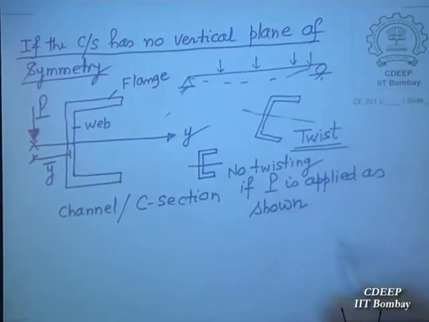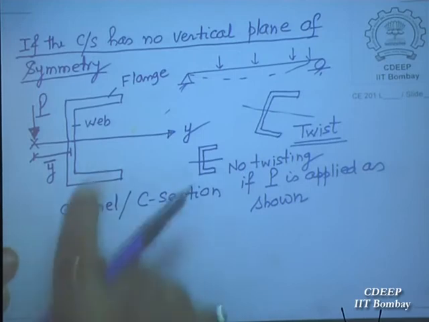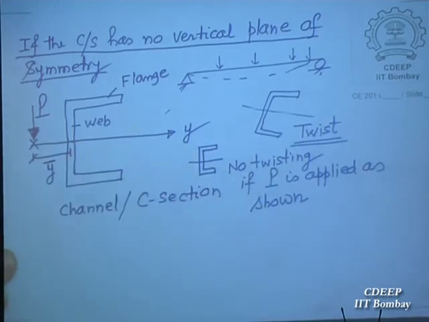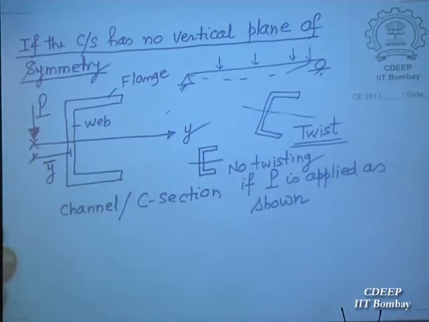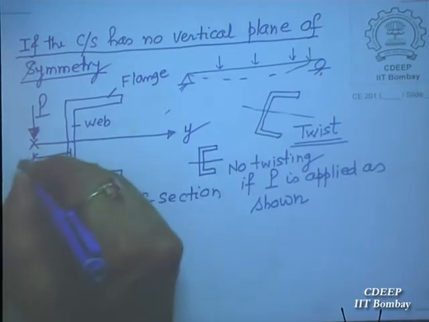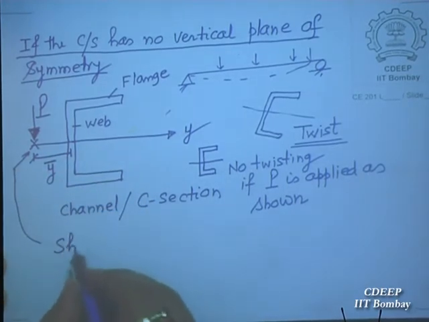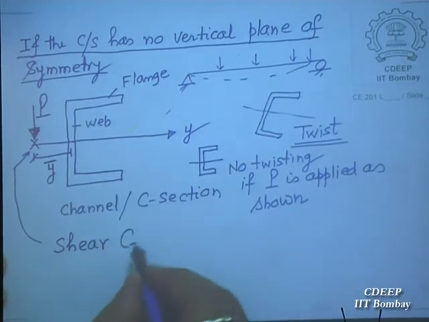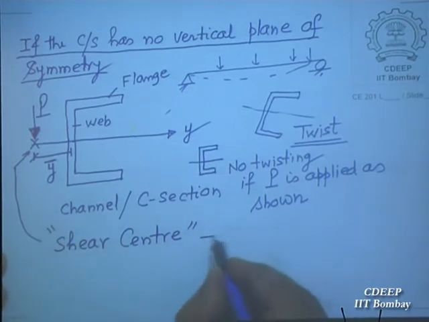I am not giving you any theory. I am only giving you a physical explanation, and this is very easy to understand. There is a point on the y-axis about which, if you apply the load, twisting can be avoided. Such a point is called the shear center. So locate the point through which my load should be applied such that there is no twisting of the cross section. S-H-E-A-R, shear, C-E-N-T-E-R. We are only giving you the concept of shear center here.